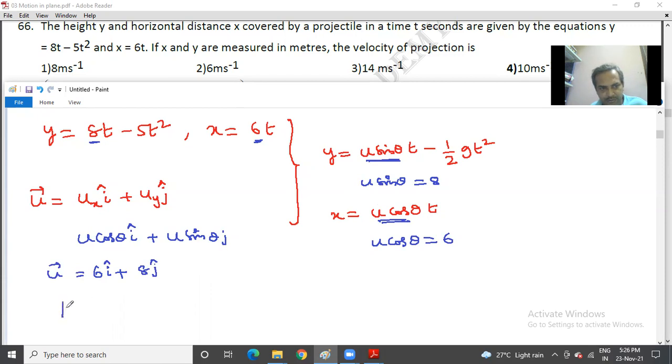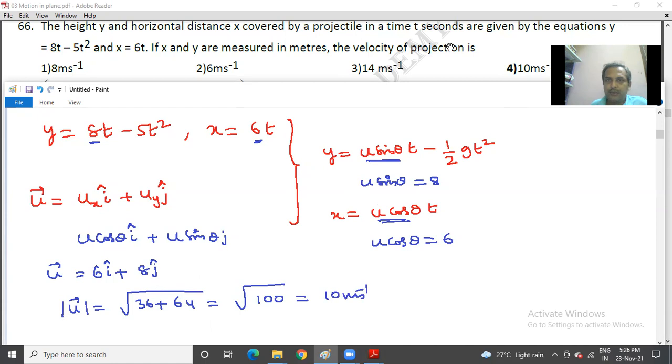Now how to find out its magnitude? Therefore, 6 square is 36, 8 square is 64. It will be root 100. So you will get 10 meter per second. Fourth option is correct.